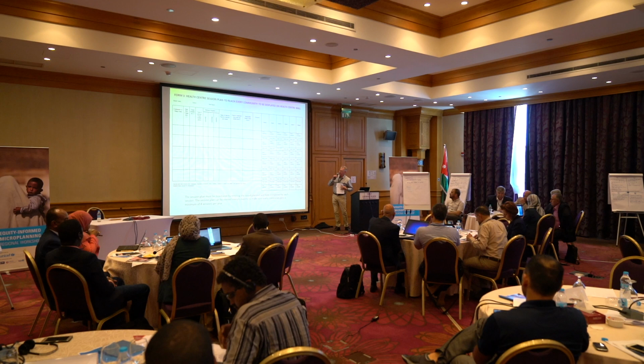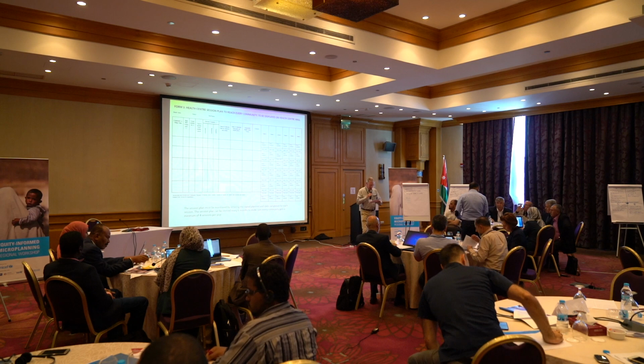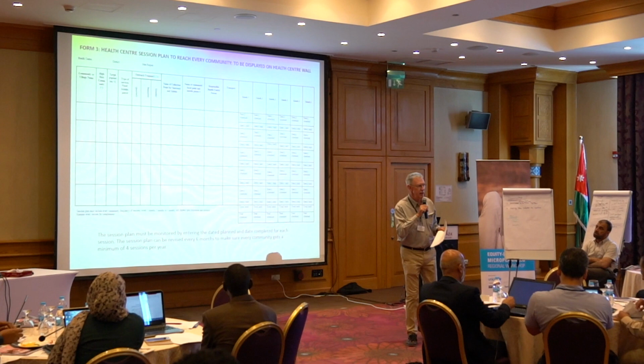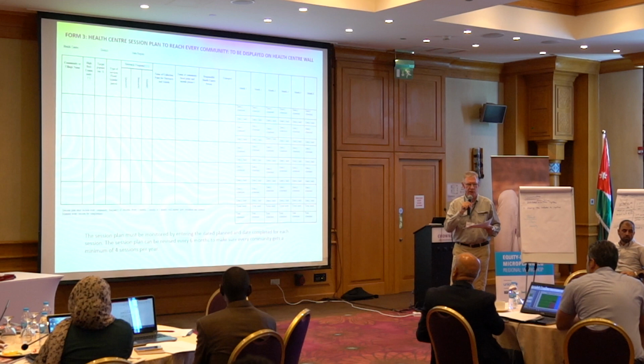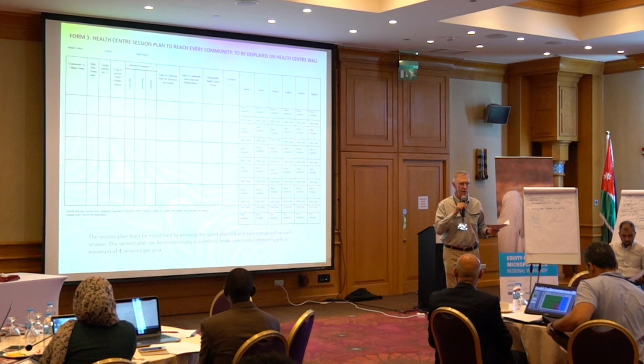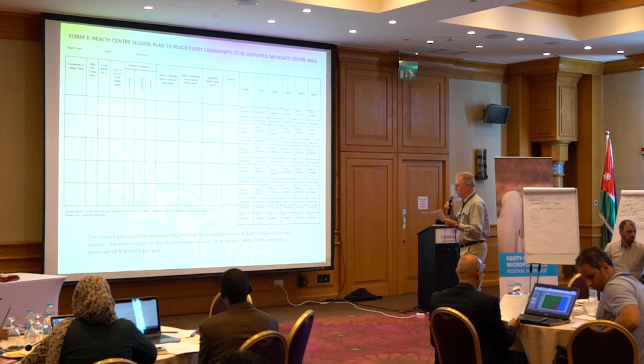What's here? This is a session plan. I'm going to talk about that. Okay. So, two ideas here. One is equity. All children need to be reached equally. Everybody needs the same opportunity to get fully vaccinated. But it doesn't mean that you're going to have the same number of sessions, it depends on where you live, how far away. But you all need to have an opportunity to get fully vaccinated. So that's what the session plan is about.